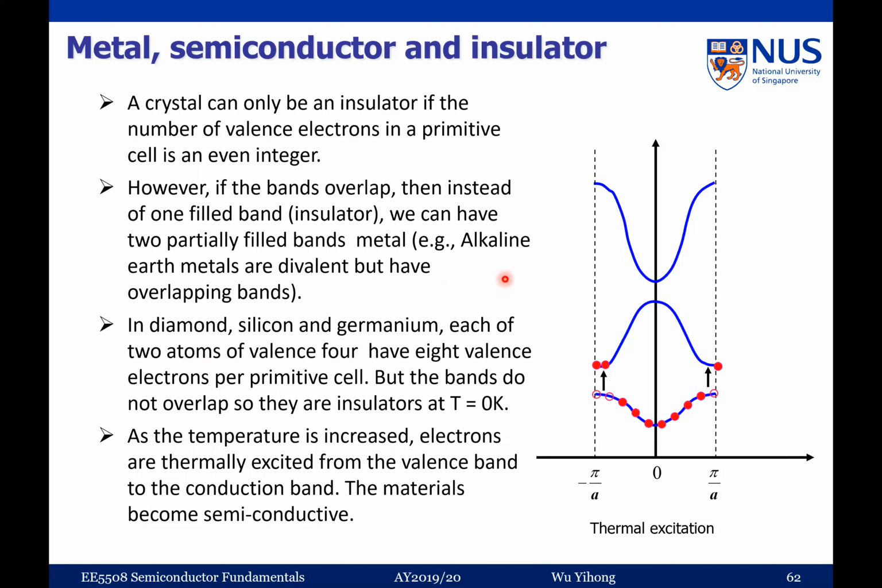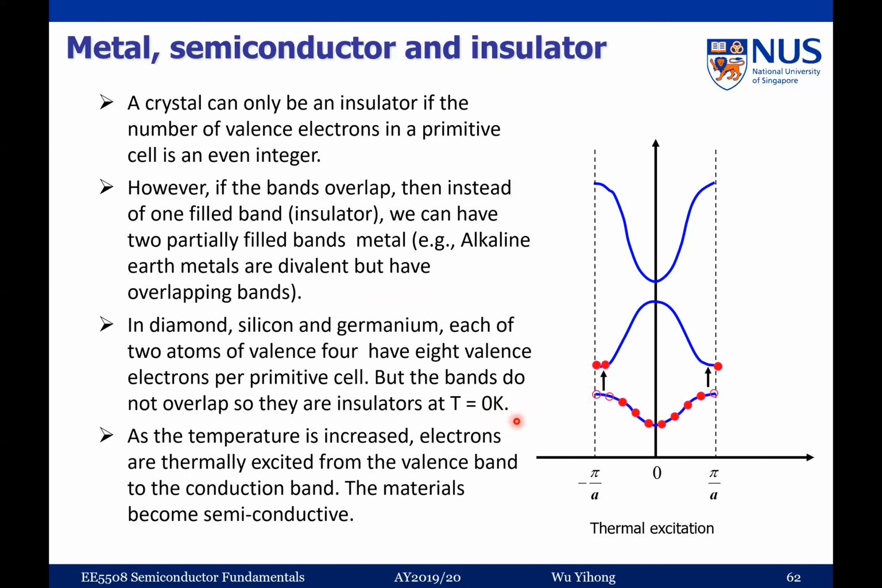we have basically 8 valence electrons per primitive cell. That's because for each primitive cell, we have 2 atoms, and each atom contributes 4 valence electrons. Of course, this is an even number, and there's no band overlap. That's the reason why, at low temperature, you basically get a semiconductor or insulator, right?